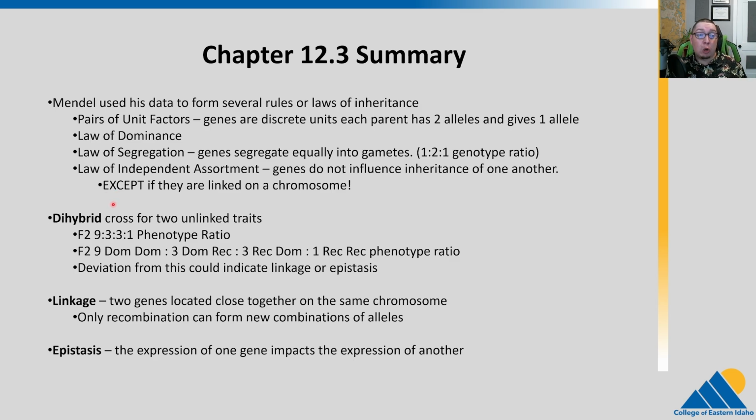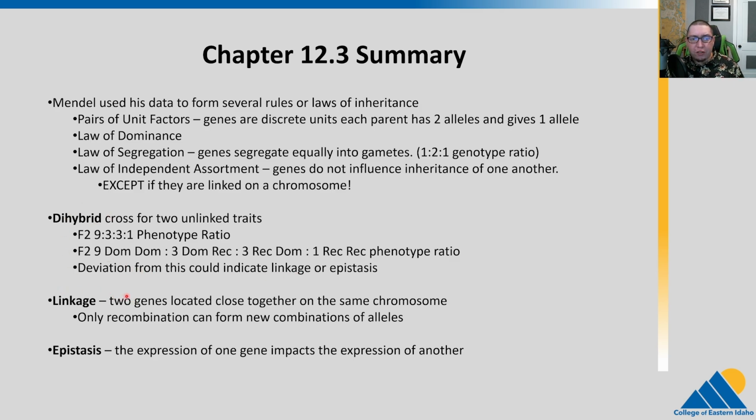So we looked at a dihybrid cross for 2 unlinked traits. In the F2, we should see a 9:3:3:1 phenotype ratio. Remember, the F1 was the same, showing the dominant phenotype, all heterozygotes. That F2 phenotype ratio is 9 dominant to 3 dominant recessive to 3 recessive dominant to 1 recessive recessive. Deviation from this could likely indicate linkage, possibly epistasis, but in most cases it is indeed linkage that is the cause of this.